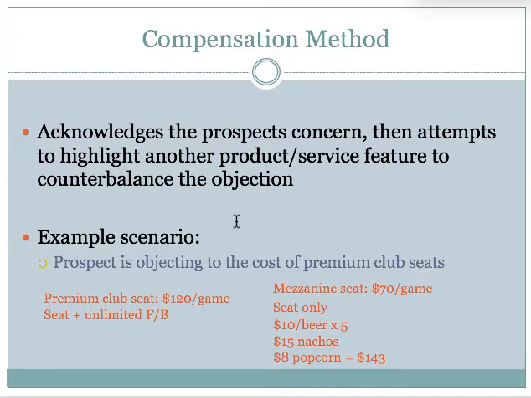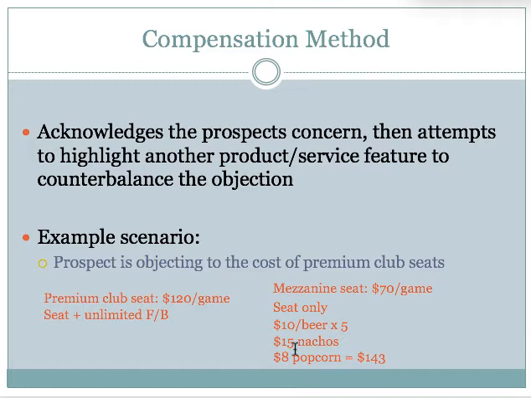Again, let me show you an example scenario here. A prospect is objecting to the cost of premium club seats, basically saying it's too much money. So in order to utilize the compensation method, what a sales rep might do is actually show some numbers, right? They might say, "All right, here's the premium club seat that I'm looking to sell you. It's $120 a game, and that includes the seat and unlimited food and beverage to your seat. It's a premium club seat." So you might compare that with the mezzanine seat, which is only $70 a game, which the prospect has been purchasing in the past when he comes to games.